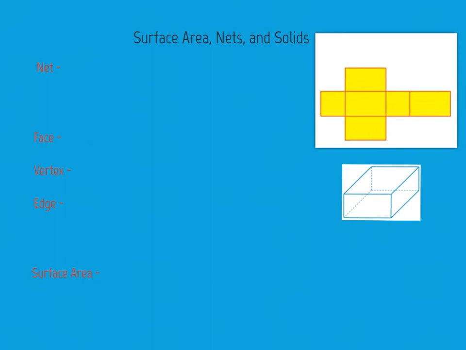This is a video on surface area nets and solids. Let's first start off by defining what a net is. A net is a pattern that you can cut and fold to make a model of a solid shape.